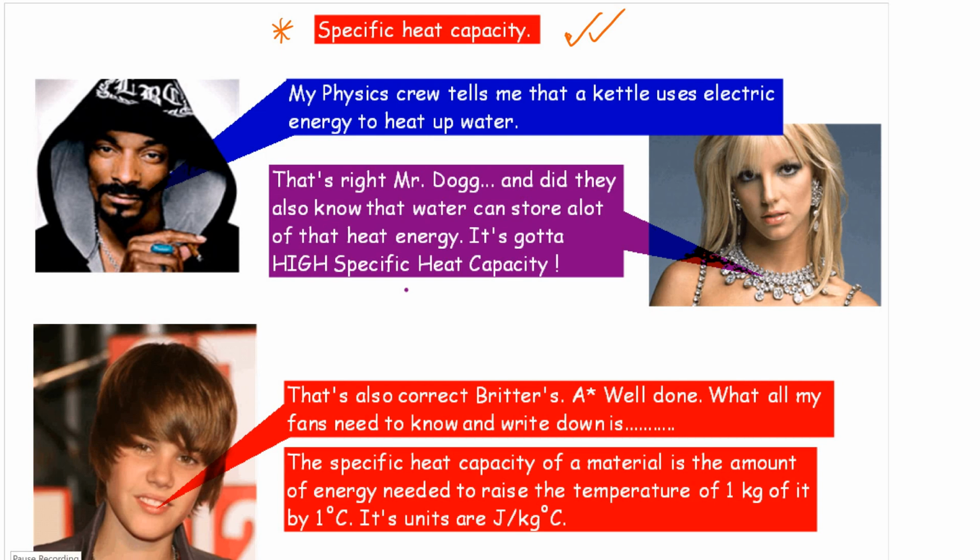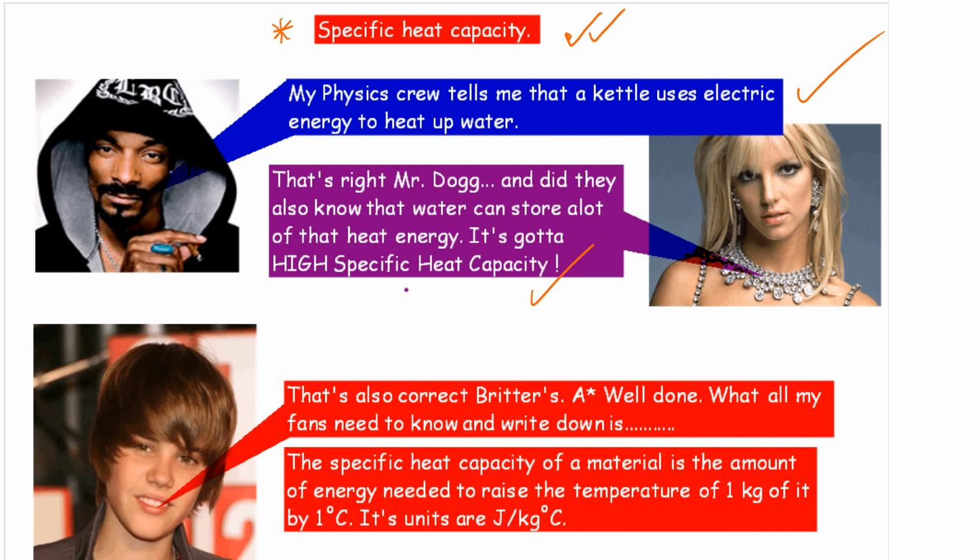Mr. Dog, he's saying that a kettle uses electric energy to heat up water. Yeah, I'd agree with that. And Britney Spears has said, that's right, Mr. Dog. And did they also know that water can store a lot of heat energy? It can. It's got a high specific heat capacity. Okay. That is also correct, Britters. A-star, well done.